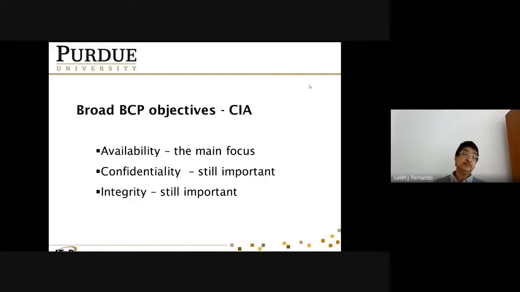I think in a disaster, in today's circumstances, you will see that COVID-19 actually challenged the BCP objective of confidentiality, because now people have been entrusted with work from home and all that. So the confidentiality is really challenged. Therefore, in this type of a pandemic, you have to be very careful about these broad objectives.